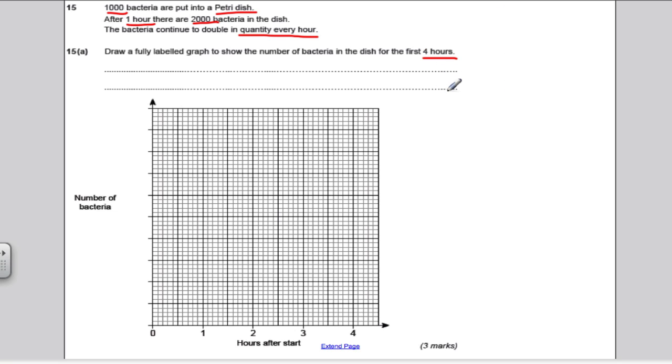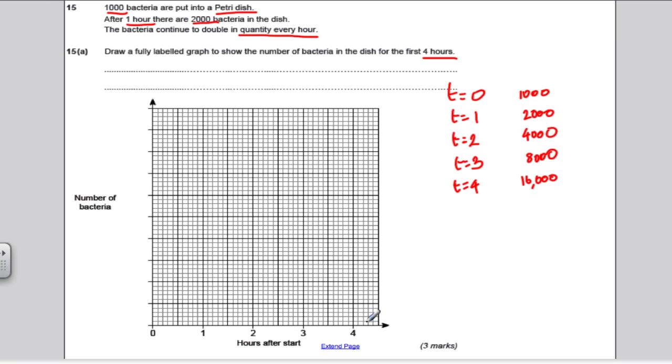So, when time is 0, you have 1,000. After 1 hour, when time is 1, you have 2,000. When time is 2, you double that and get 4,000. When time is 3, you double that and get 8,000. And when t is 4, you get 16,000. So we've got our t from 1 to 4 here.